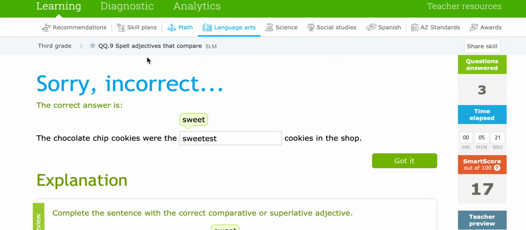And that is it for today. So go on to your IXL Teacher Suggested, and you will see spell adjectives that compare, and that is our homework for today. All right, thank you, and have a good day.